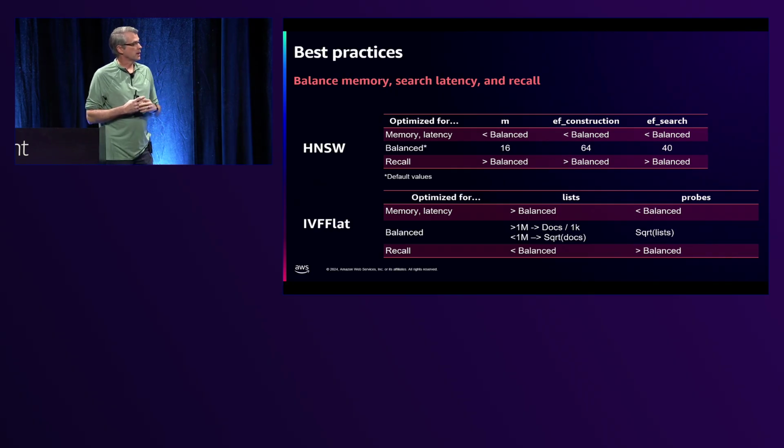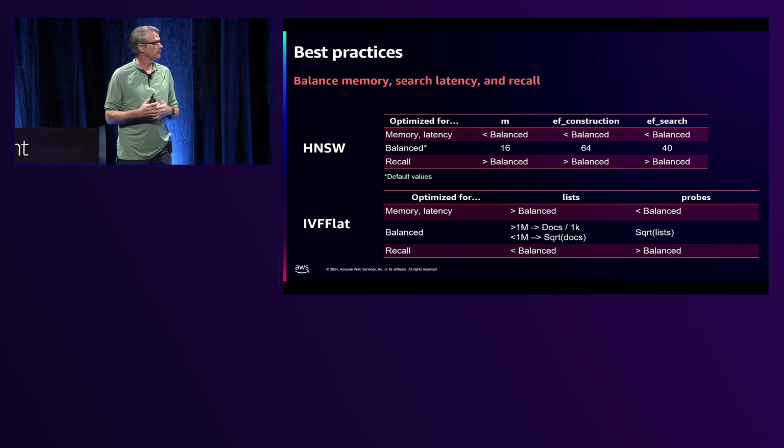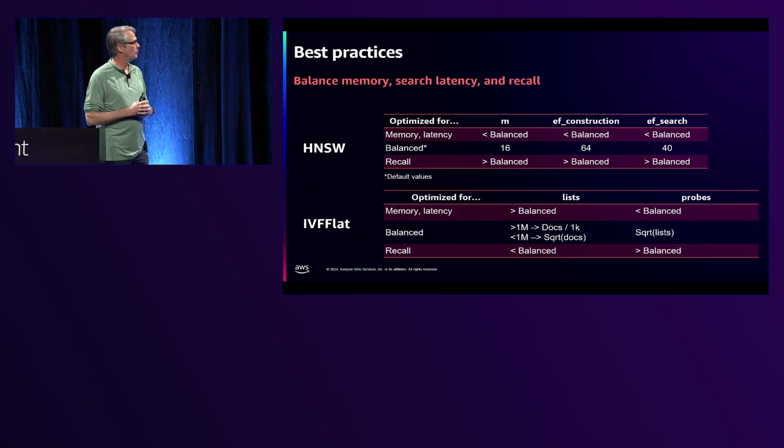Querying is the number of probes. Think of that as how many of these lists am I going to consider when I'm querying. So for that balanced approach, a good starting point, probes should be the square root of the number of your lists. If you wound up with 64 lists, well, 8 probes is a good starting point.